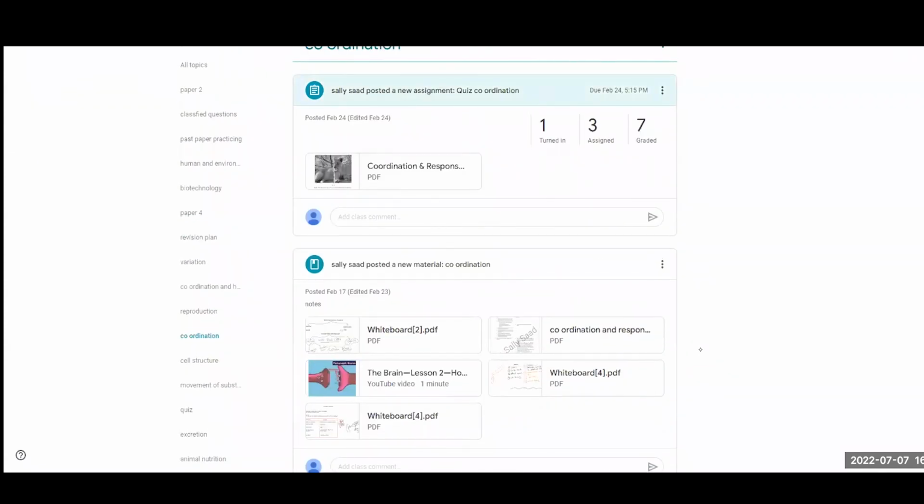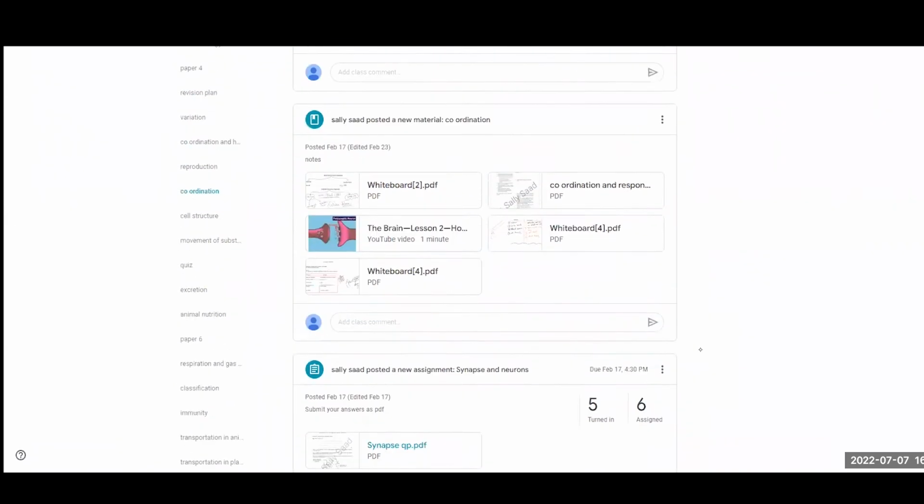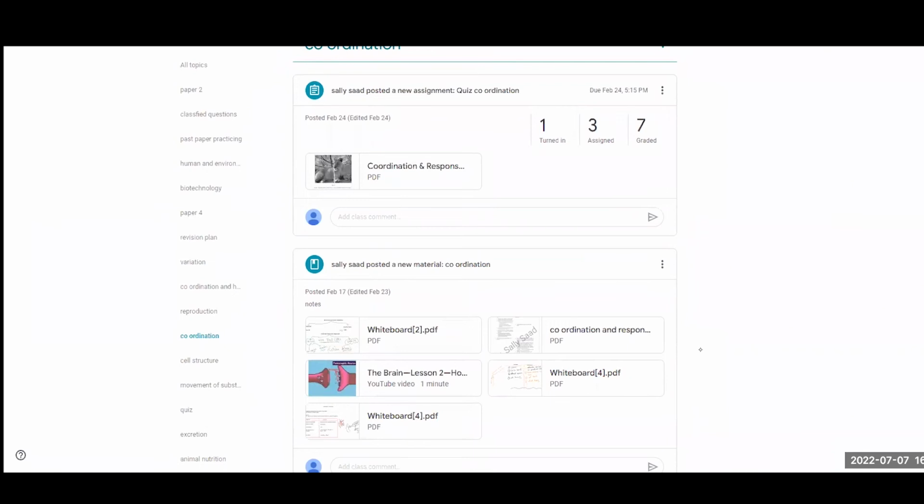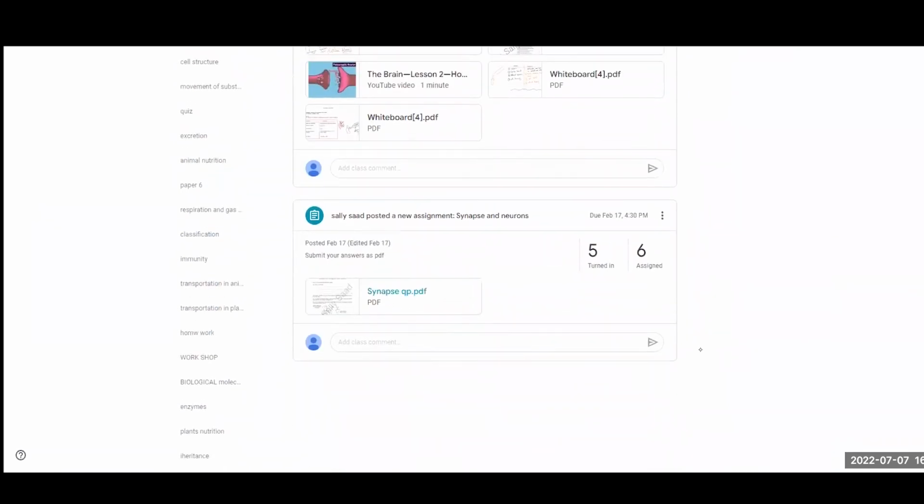And the quiz will be given on the same page of the chapter. So whenever you want to revise the chapter, you will go to the coordination and everything related to the coordination I give to you for the whole year. It will all be found here in that room. You got it? Okay.